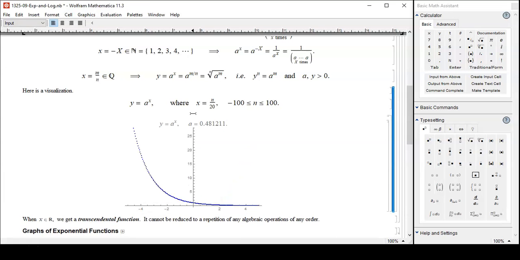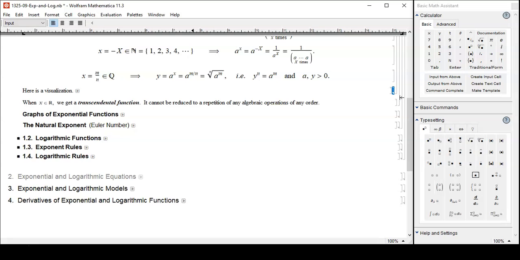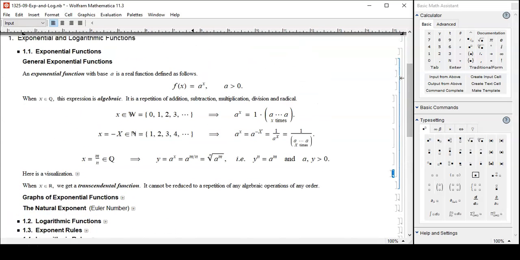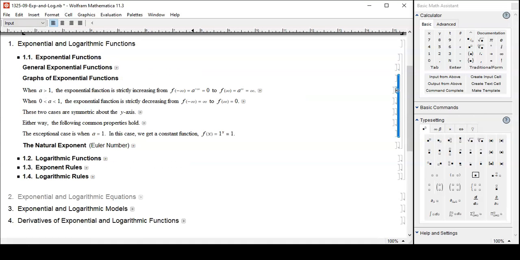See the difference? This time a is less than 1, so repeated multiplication will make things smaller. So we have a decrease. Now, what if we fill those up? You see, we have rational numbers only, but the overwhelming majority is irrational, so we'll be able to fill those up. If we do, then you're going to get a smooth curve. And that is the general exponential function, where x is a real number. In that case, we get these kinds of graphs.